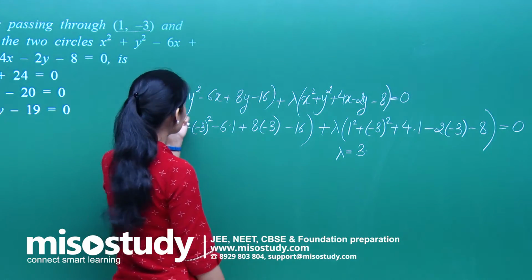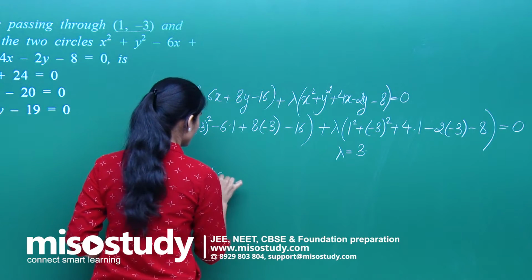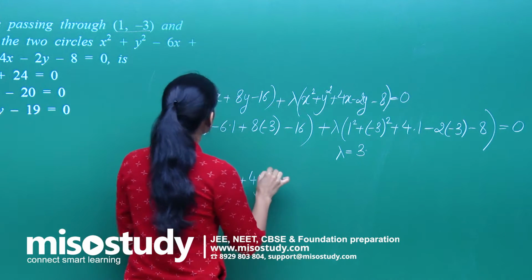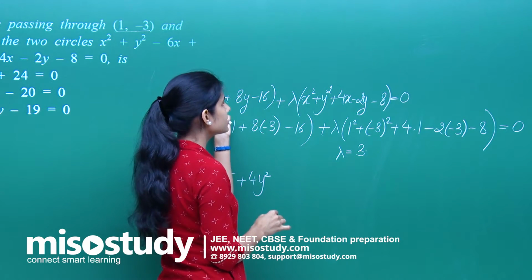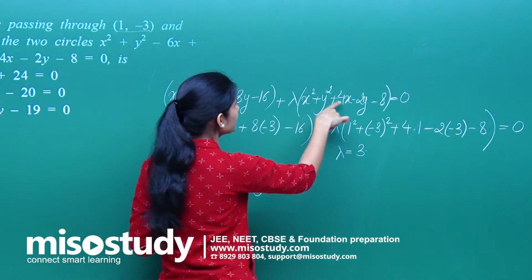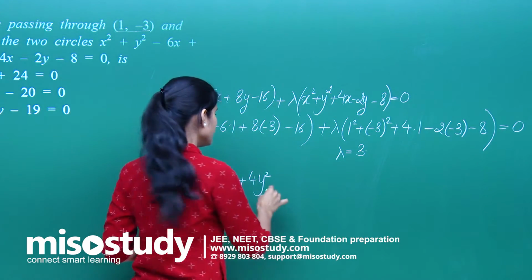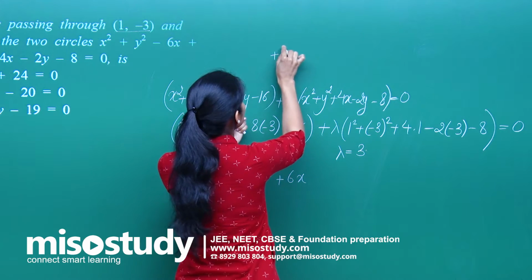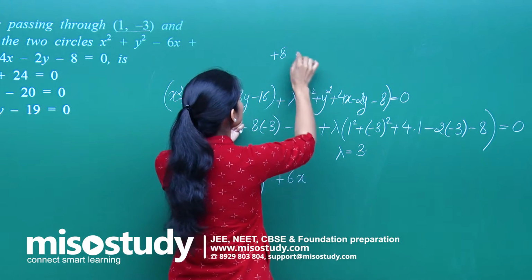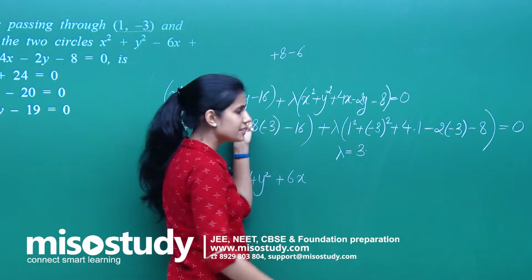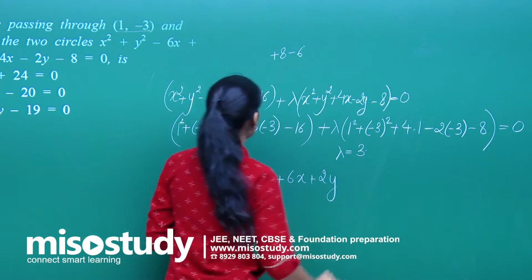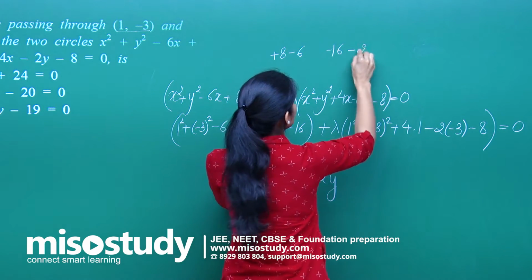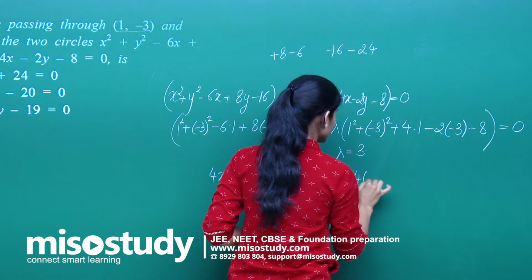And therefore equation of circle comes out to be x square plus 3x square, that is 4x square, y square plus 3y square, that is 4y square, minus 6x plus 12x. See, minus 6x plus 4 into 3, 12x. So 12 minus 6 is 6. Then you have plus 8y minus 6y. So 8 minus 6 gives you 2. And then you have minus 16 minus 24, which is minus 40.